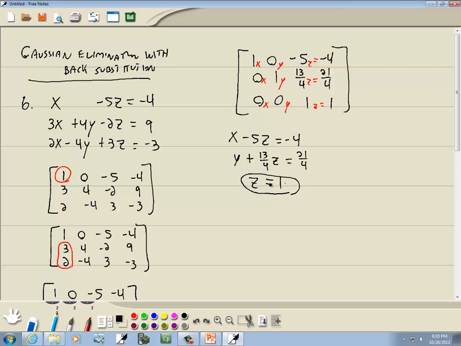We're going to take the z equals 1 and plug it into the equation right above it. So we got y plus 13 fourths z equals 21 fourths. And we just said that z is 1. Well, 13 fourths times 1 is 13 fourths, so I'll move that to the right side, and we got 21 fourths minus 13 fourths.